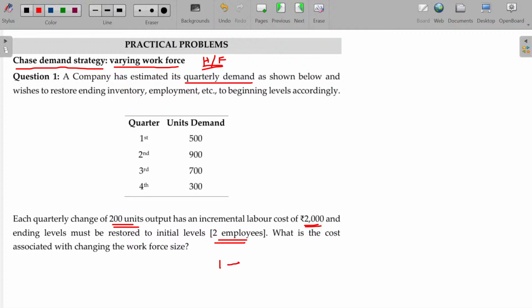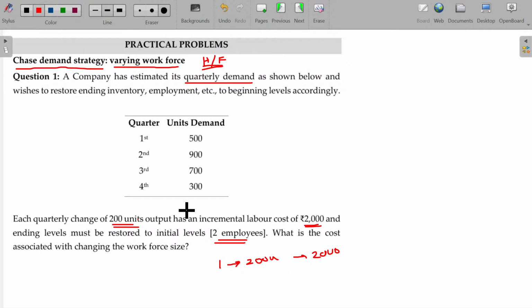For every 1 employee, we are able to produce 200 units extra, but for that we need to spend 2000 rupees. That's what the details say, right? For each quarterly change of 200 units, we need to spend 2000 rupees for 1 new employee.